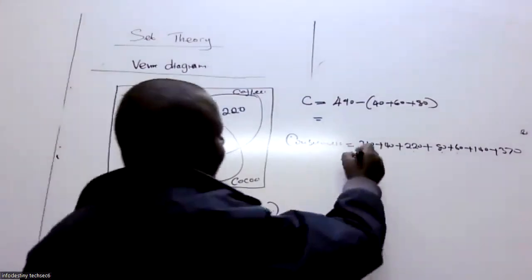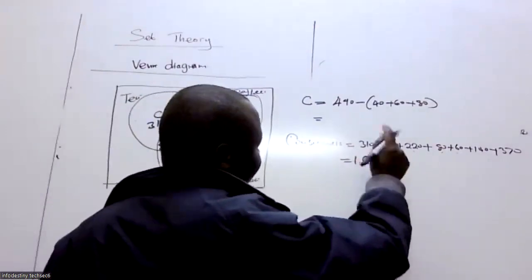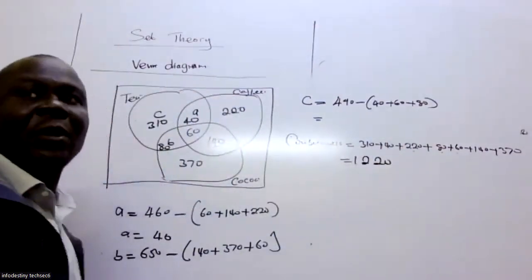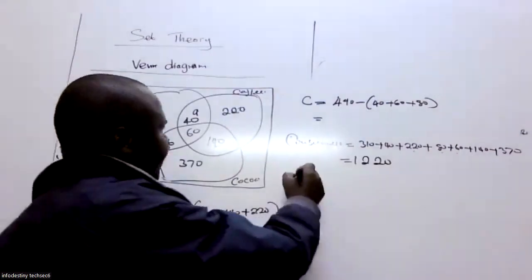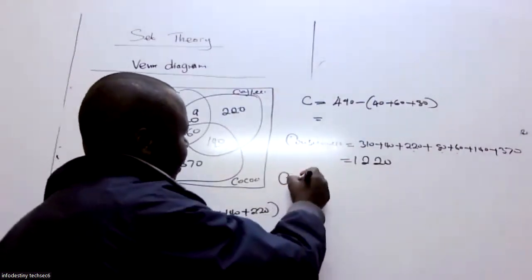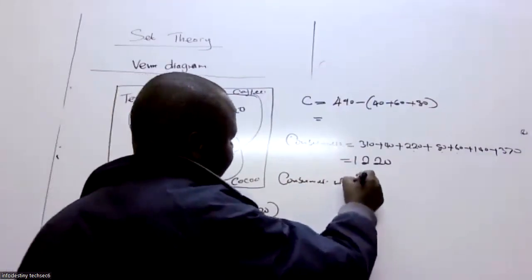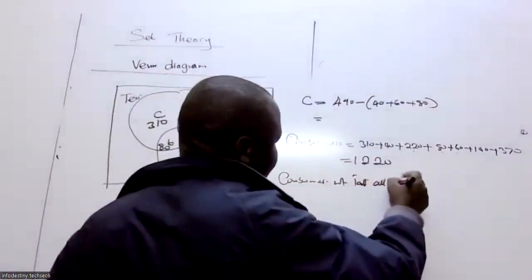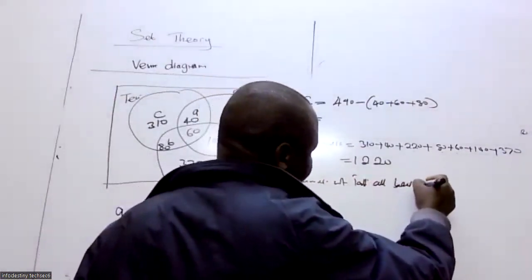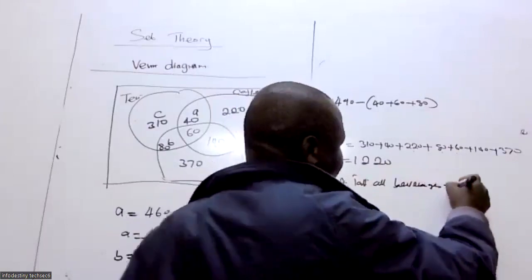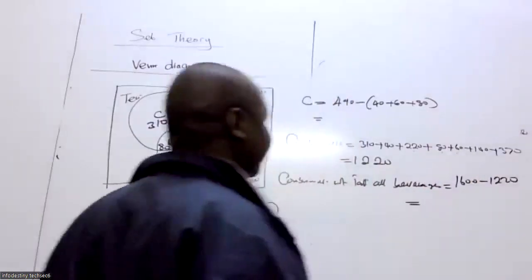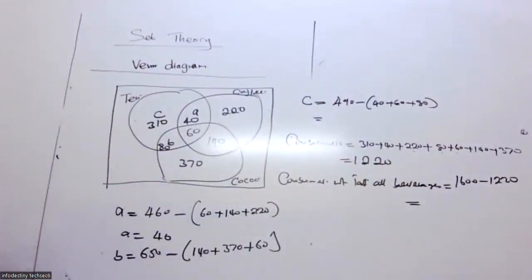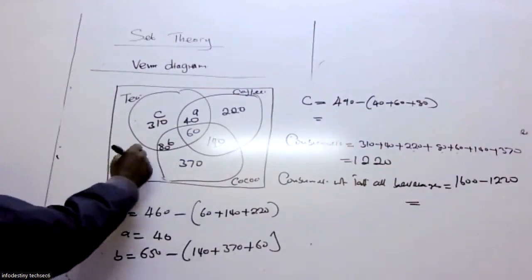So if this is 1220, therefore we have those particular consumers who are not going to take any of the three beverages. We are together. So the consumers not taking all beverages will be equals to 1600 minus 1220 to give us 380. So this one we write it outside there.